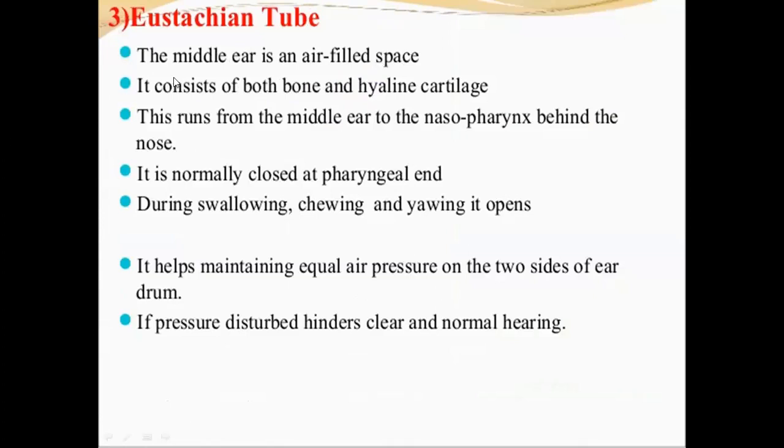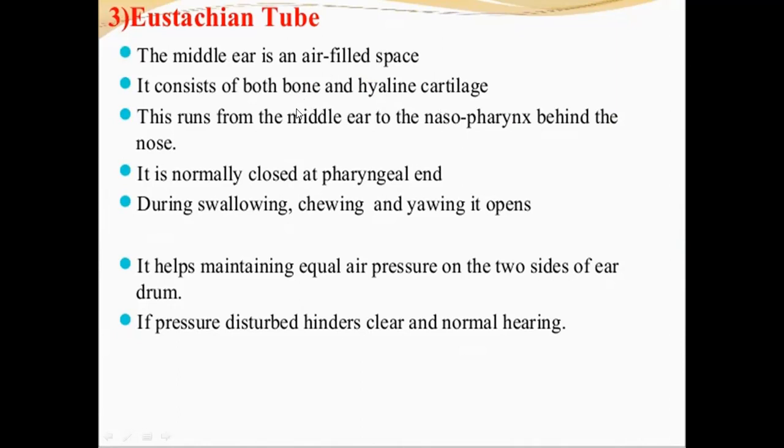So what is this eustachian tube? The middle ear is an air-filled space. It consists of both bone and hyaline cartilage. The eustachian tube, the anterior two-thirds is formed by the hyaline cartilage, and the posterior one-third is formed by the bone.